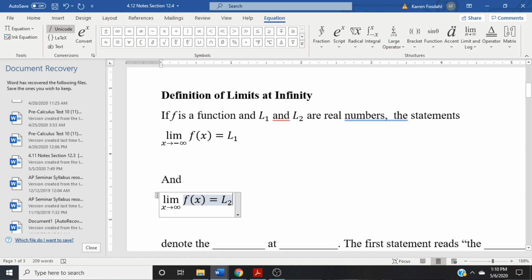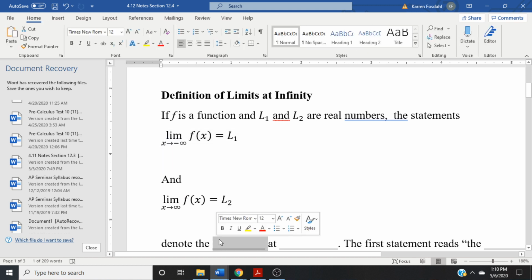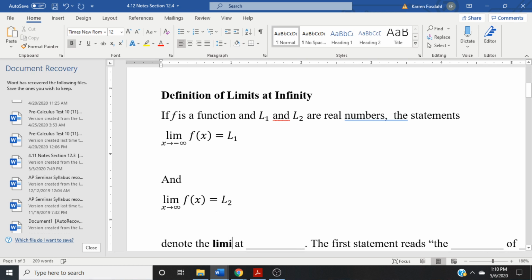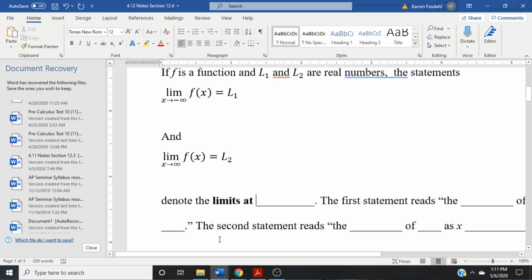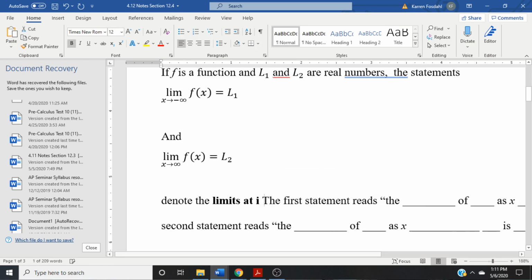We say, so this is limits at infinity. It's possible that as x approaches infinity, f of x is going to approach infinity. This is denoted as limits at infinity.